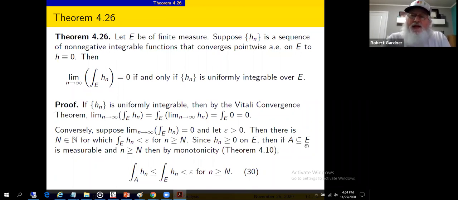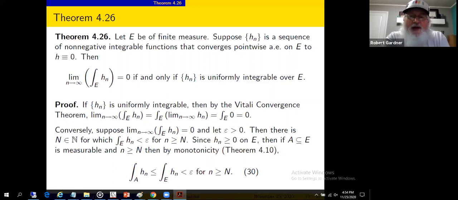So if we choose a subset A of set E, measurable, we haven't put any constraint on set A yet. In general, we'll get the integral over A of h sub n is less than or equal to the integral over E of h sub n. And if we make n sufficiently large, we know we can make these less than epsilon. So with n sufficiently large, no matter what subset of E you choose, we'll get this relationship. In particular, the integral over A of h sub n is less than epsilon. Equation 30, the book's notation.